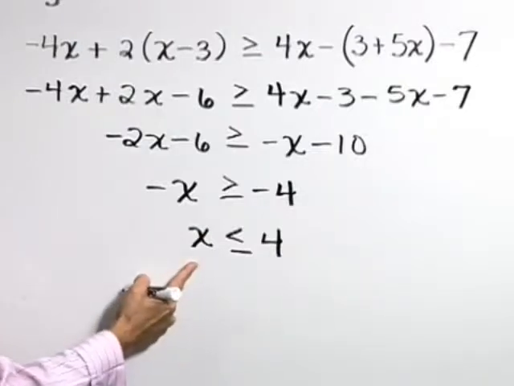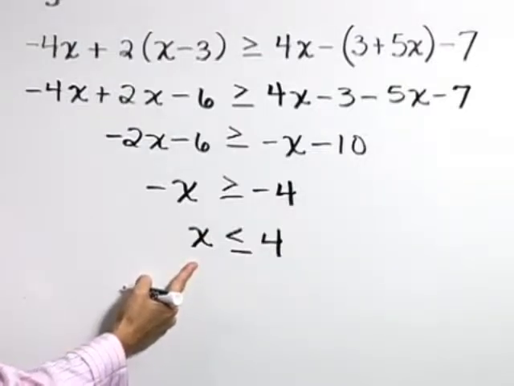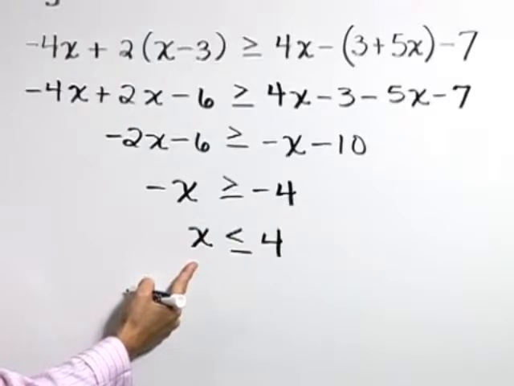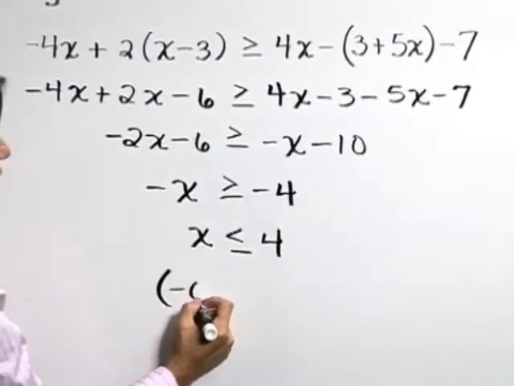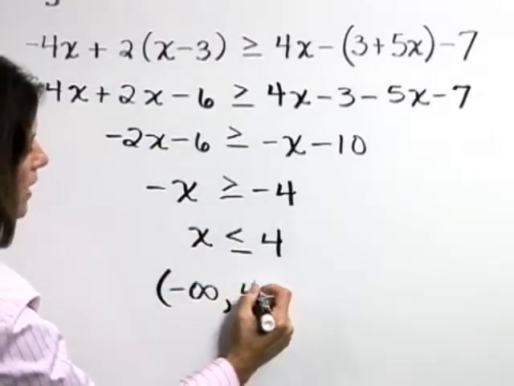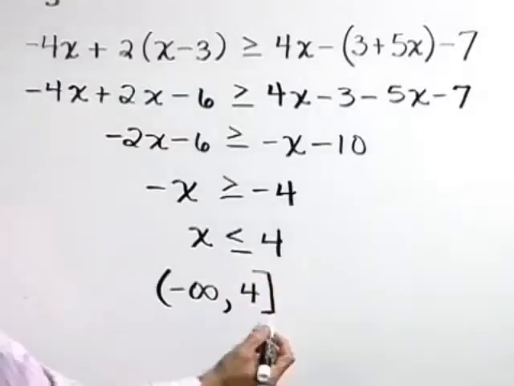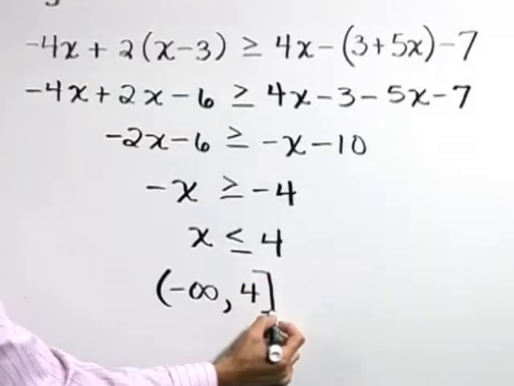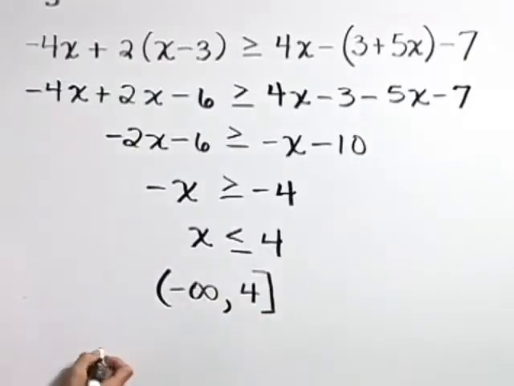So we have our solution in inequality form. Let's also write it in interval notation as the interval from negative infinity up to and including 4. The bracket indicates inclusion of the number 4.